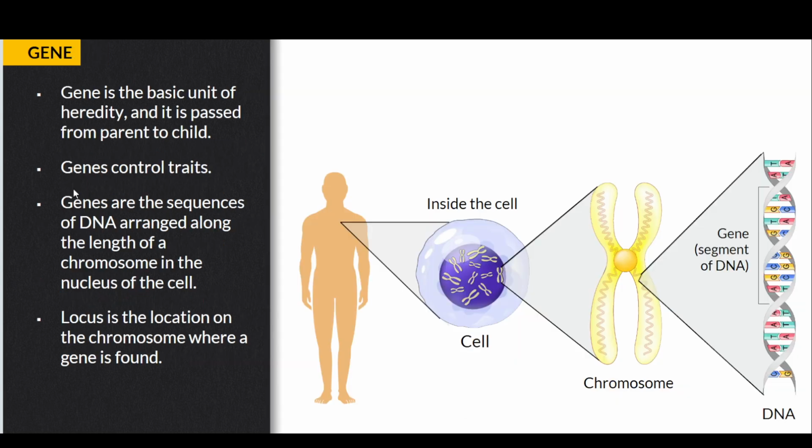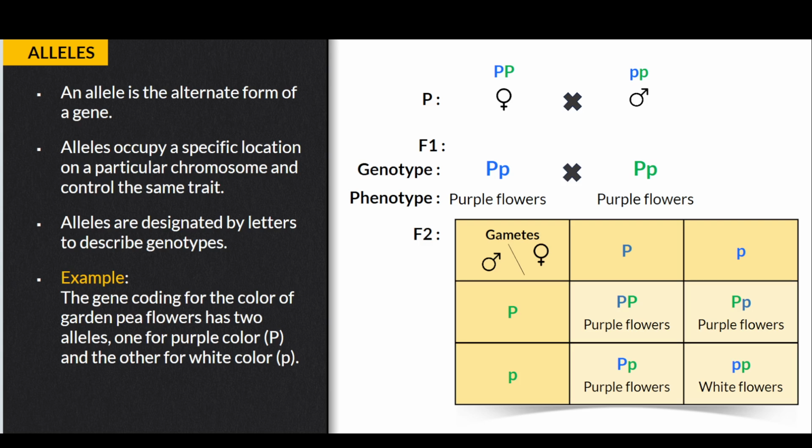Now, in genetics, to represent these genes we use some letters, which we call alleles, the alternate forms of a gene. Like here, P is representing the purple color. This is an allele. Alleles have a specific location on a particular chromosome, and they control the same trait. So we designate these alleles by letters to describe the genotype.